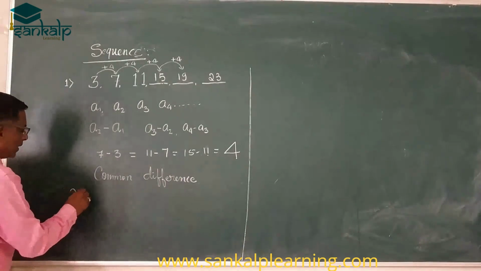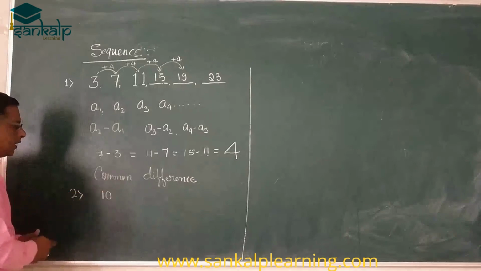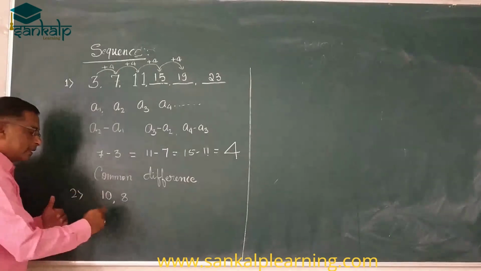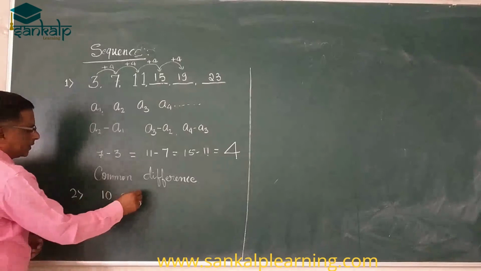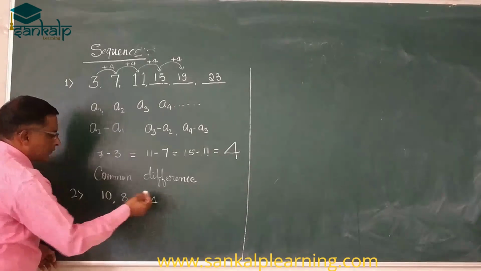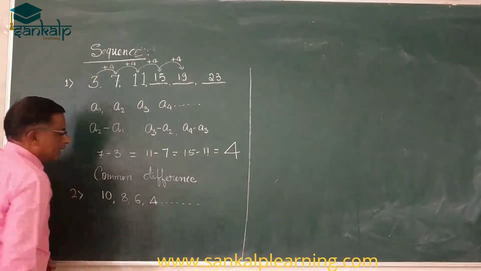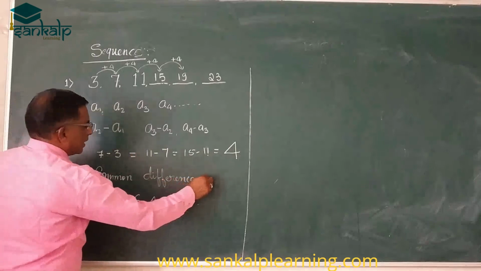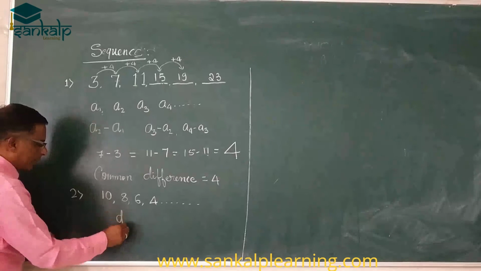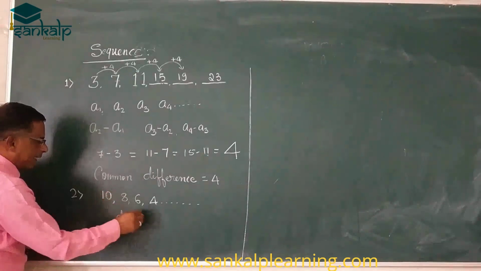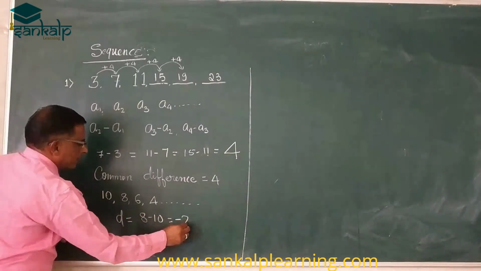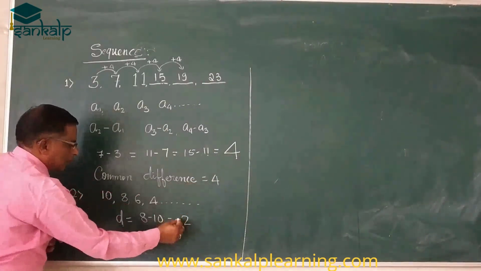Similarly, one more example I will create, say 10. If you subtract 2 from this, you get 8. Again subtract the fixed number, that is 6. Subtract the fixed number 2, that is 4 we will get here, etc. Here, in the first example, the common difference is 4. In the second example, we can find that 8 minus 10 is minus 2. Common difference can become positive or negative.